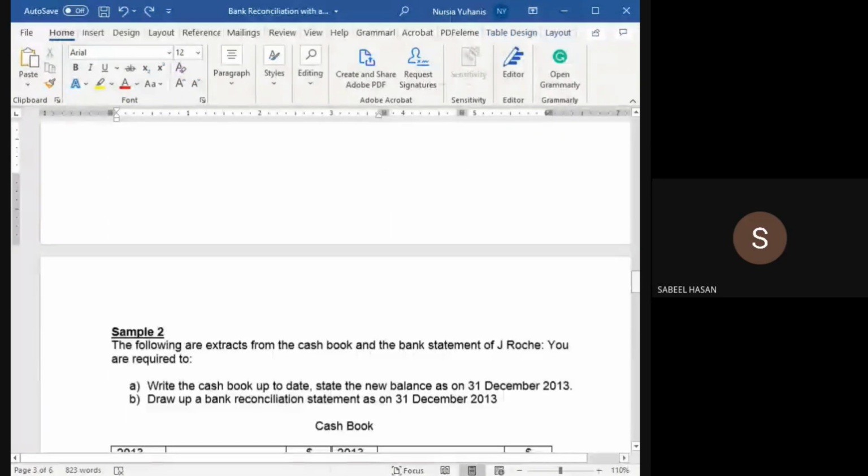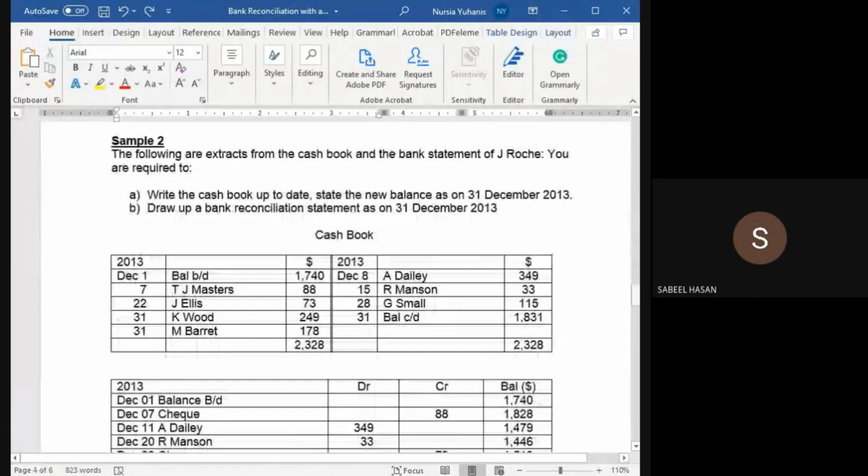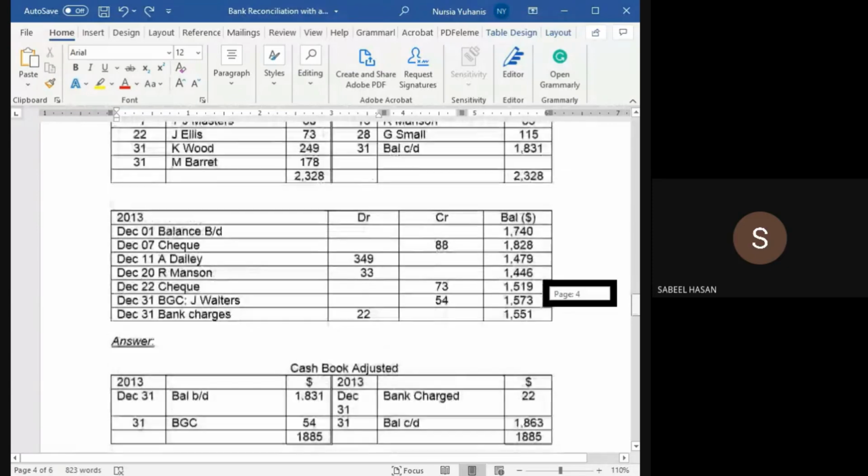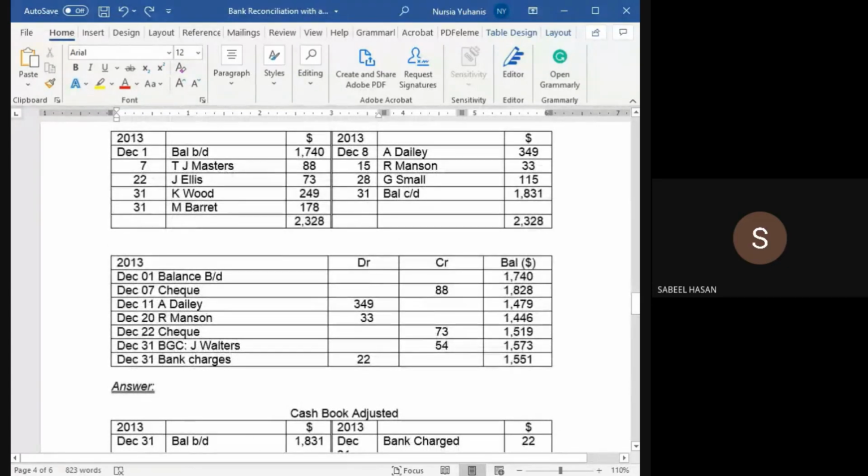Here I have another example. This one is sample 2. These are the following cash book and also bank statement. Cash book is your company's record, what you have issued as invoices or paid using your check or bank account. This one is controlled by you. And then we have another statement from your bank, the bank statement, which is controlled by the bank. Sometimes it tallies, sometimes it does not, but most of the time it does not tally.